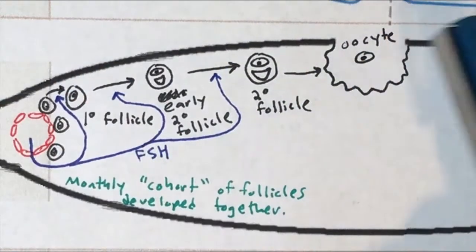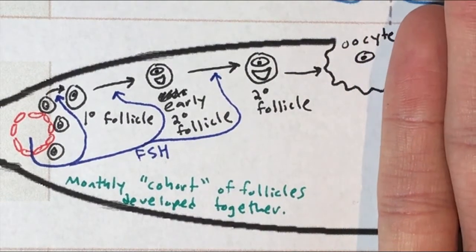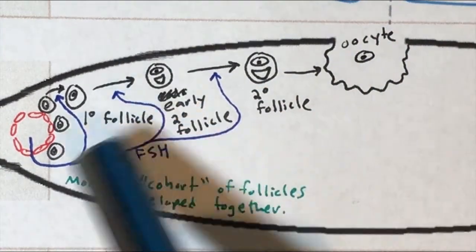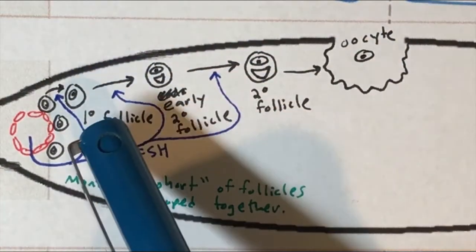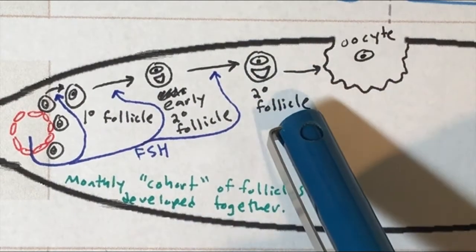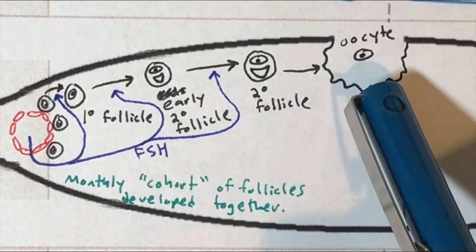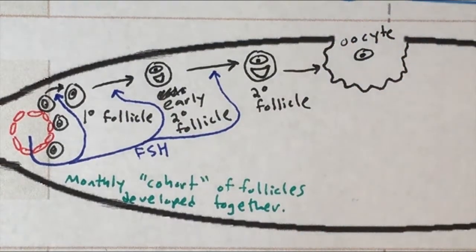Okay, so this is kind of the general idea up until ovulation. And you can see FSH has a really important role in developing the cohort of follicles. Eventually, you just end up with one secondary follicle that is going to fuse with the wall of the ovary, releasing one egg on average.